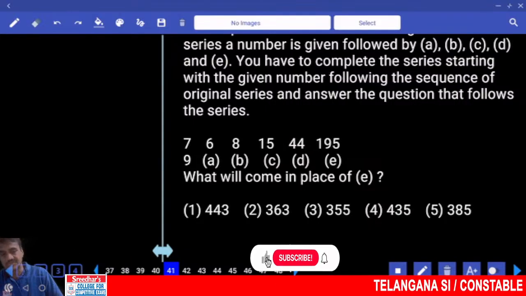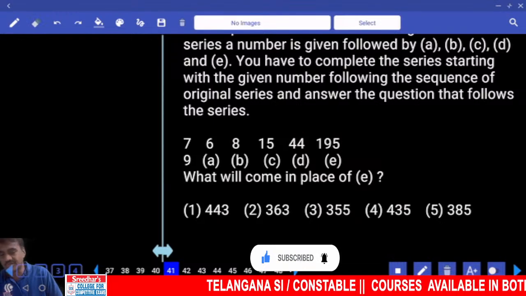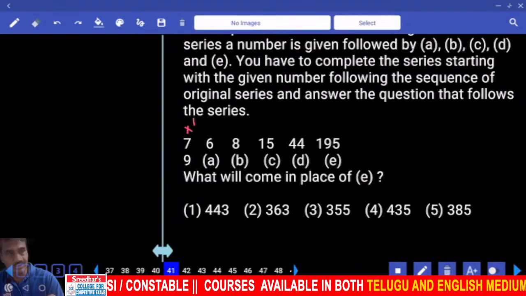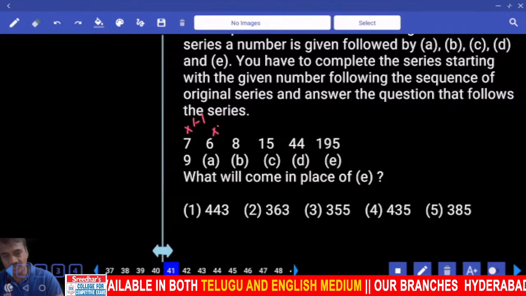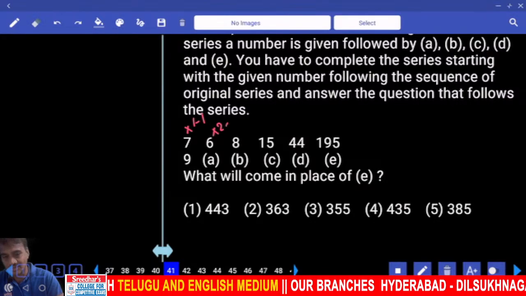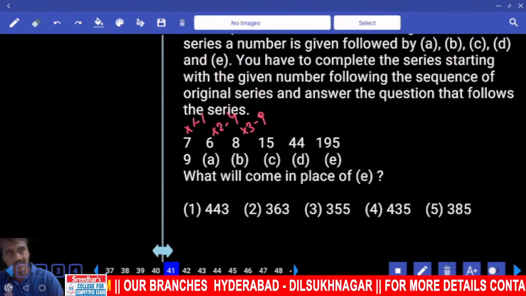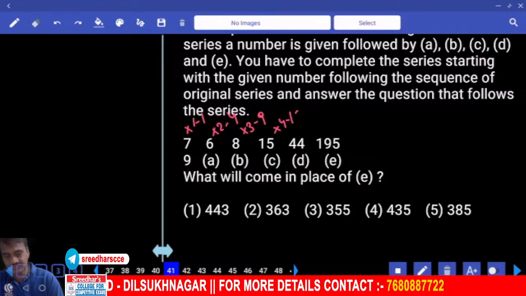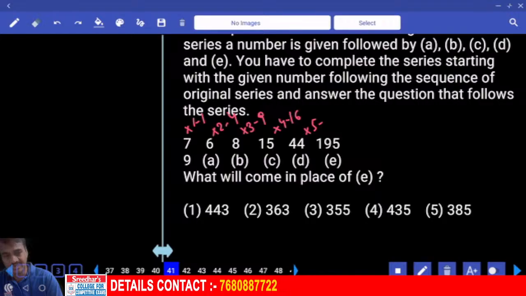Then 7, 6, up to 44 and 195. Then that has been increased by how many times? 4 times. And 4 times comes under combination. Now 7 into 1 minus 1. Now 6 into 2. Now 7 into 1. And next one 6 into 2, how much? 12. 12 minus 4. Then next one 8. 8 into 3, how much? 24 minus 9. Into 1 minus 1 square. Into 2 minus 2 square. Into 3 minus 3 square. Into 4 minus 4 square. Now into 5, how much? 44 into 5, 220. And 220 minus 25, 195. Into n minus n square.